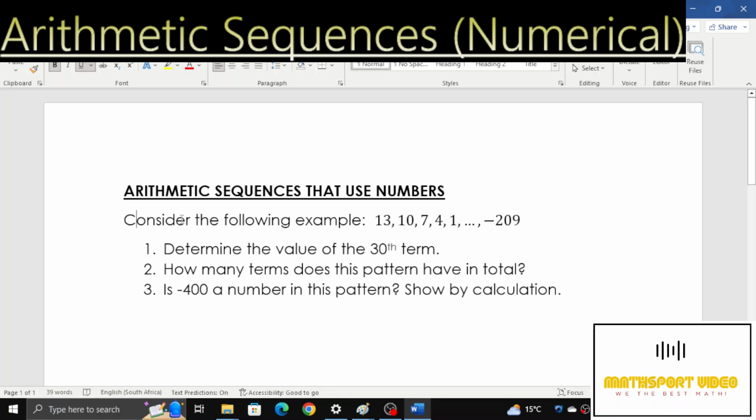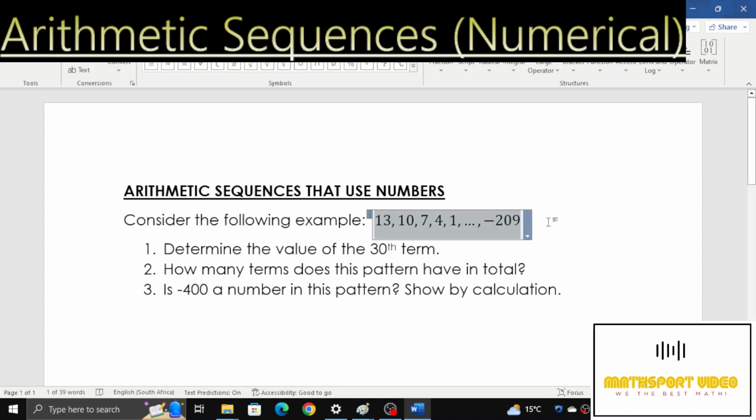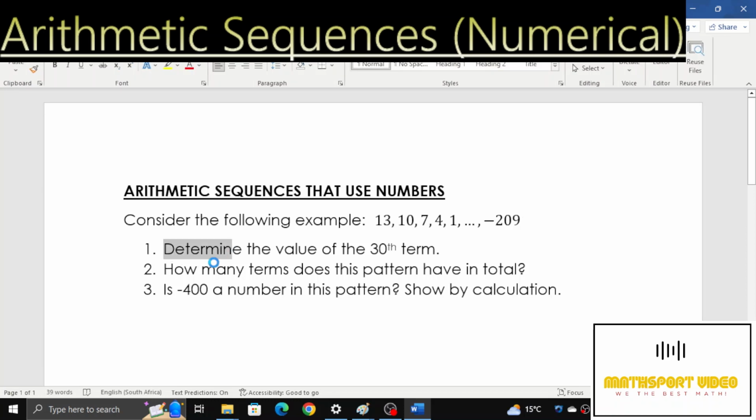I would like you to consider the following example. Here we have the numbers 13, 10, 7, 4, 1, and it continues until the last number, which is negative 209. And so we have a couple of questions here that we need to have a look at. Right, so let's start with number 1. Determine the value of the 30th term.